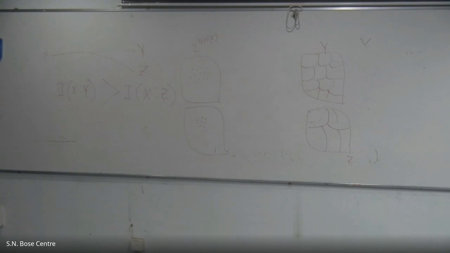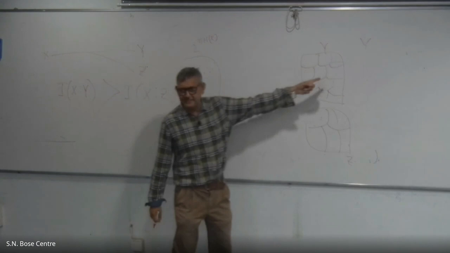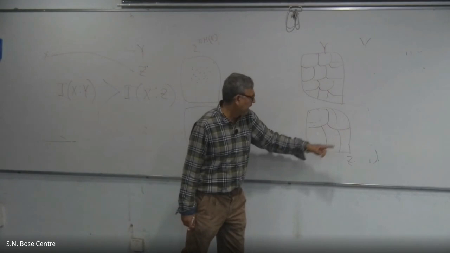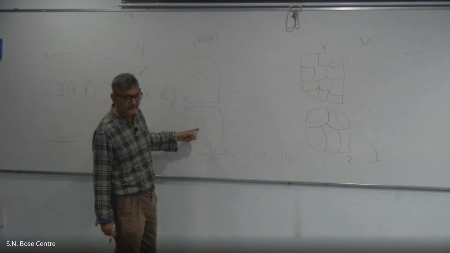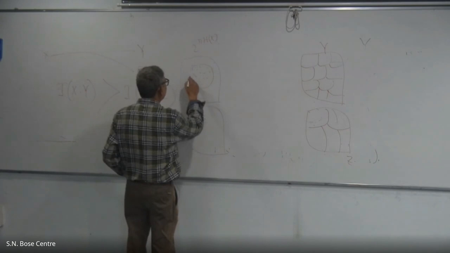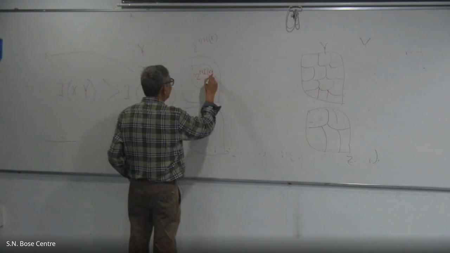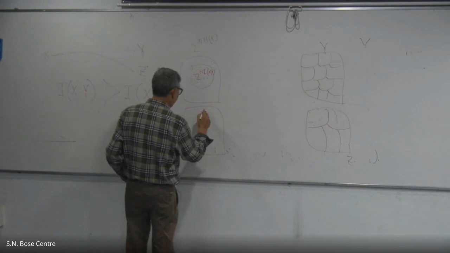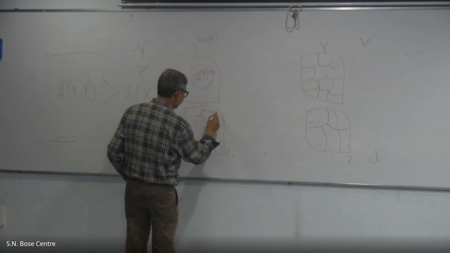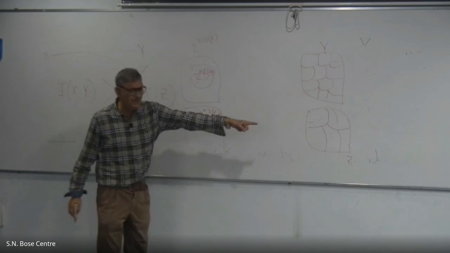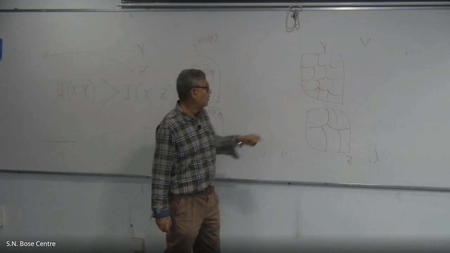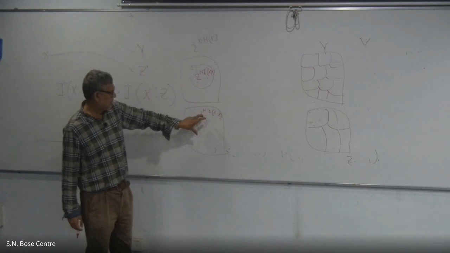That means the number of points which will pack this thing and the number of points which will pack that thing: which number is higher? This number is higher, this number is lower. So here the size is 2 to the power nI(X;Y) and here the number is 2 to the power nI(X;Z). Here fewer will pack, whereas here a larger number will pack. So more information can be sent by this one than this one. Now there is a nice trick.